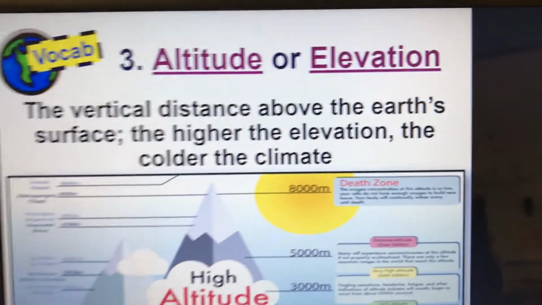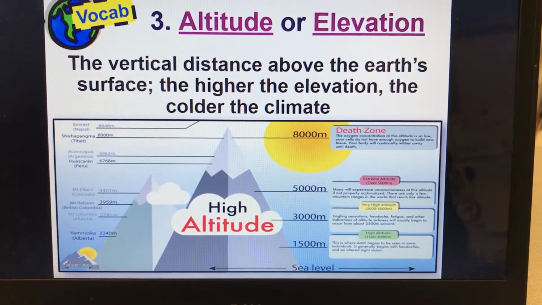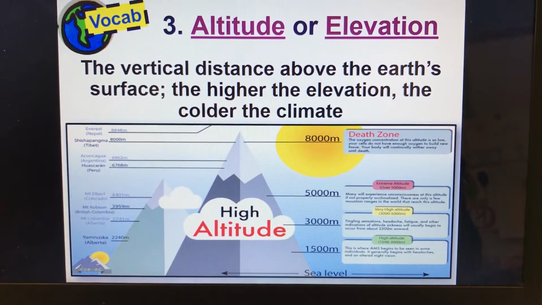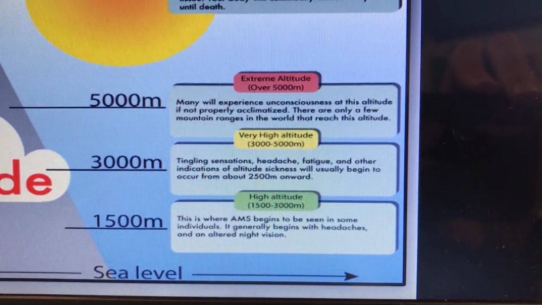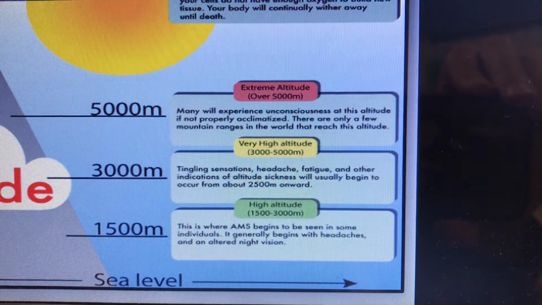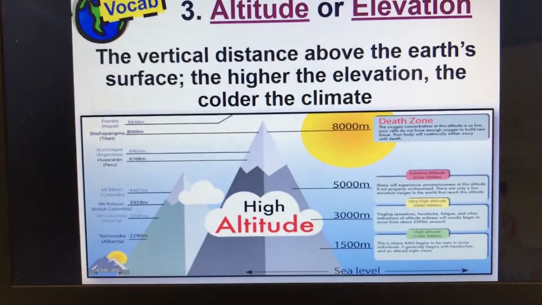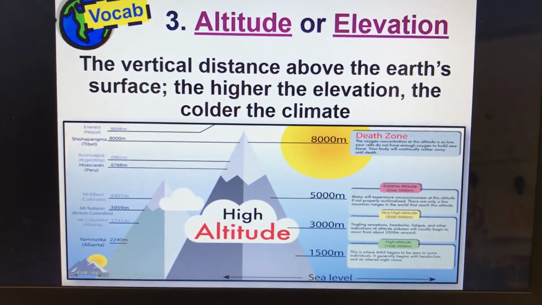Wow, that sounds very exciting. So maybe not interacting with the high part of a mountain and just not living in that area. Yeah, probably not ever. Whereas if we look down here at the bottom, a high altitude, this is where we begin to see in some individuals, it generally begins with headaches and an altered night vision. So living in the mountains, probably not the best way. We don't really want a high altitude.